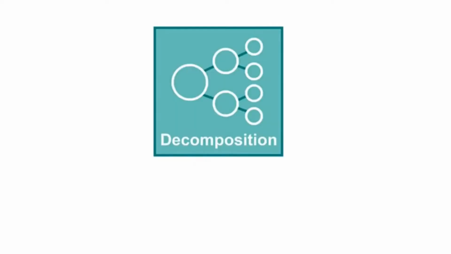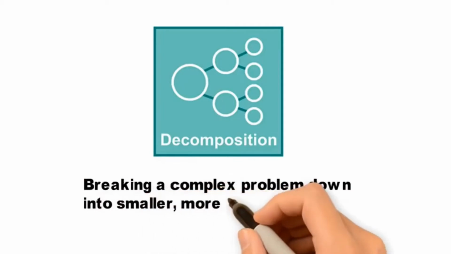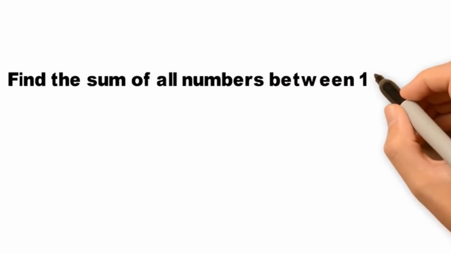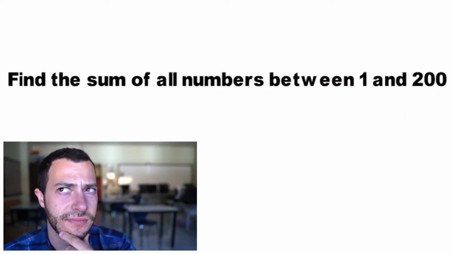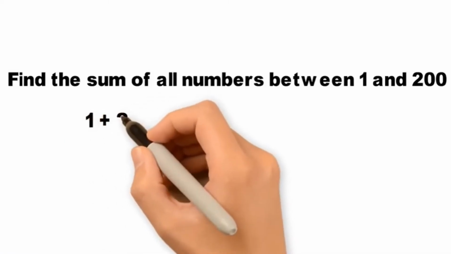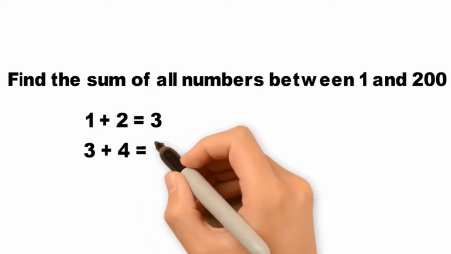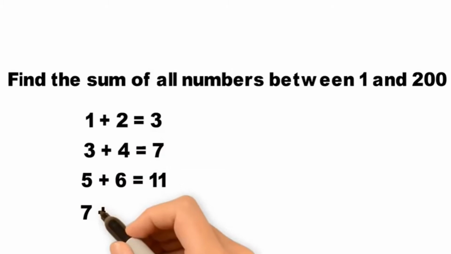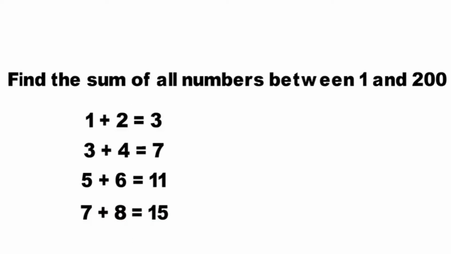The first aspect, decomposition, has to do with breaking a complex problem down into smaller, more manageable parts. For example, find the sum of all numbers between 1 and 200. How can we break this problem down into smaller equations? Well, 1 plus 2 equals 3, 3 plus 4 equals 7, 5 plus 6 equals 11, and 7 plus 8 equals 15. But if you notice, this is really time consuming and it's not tenable to do all of this. So we can't do this.